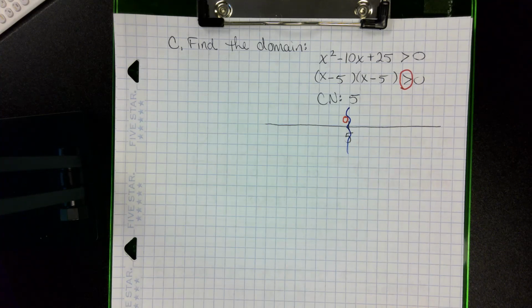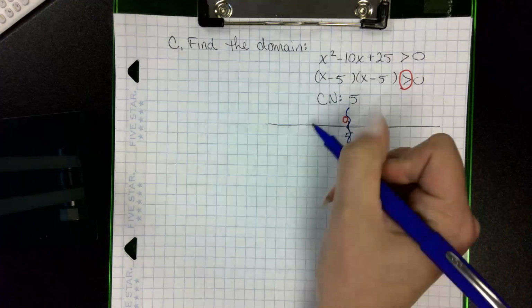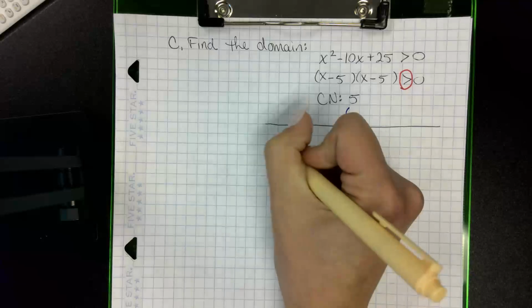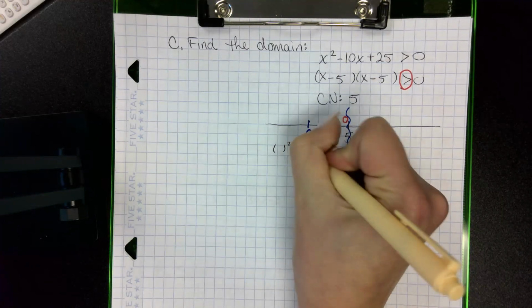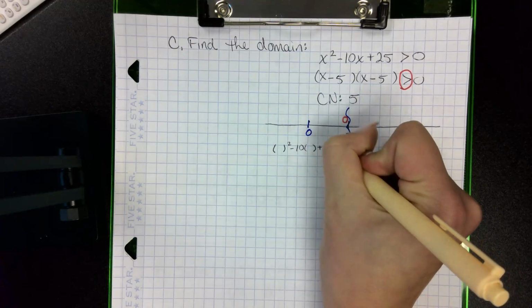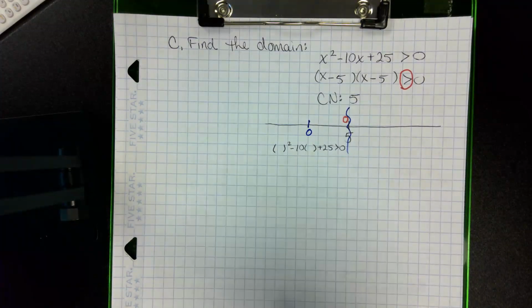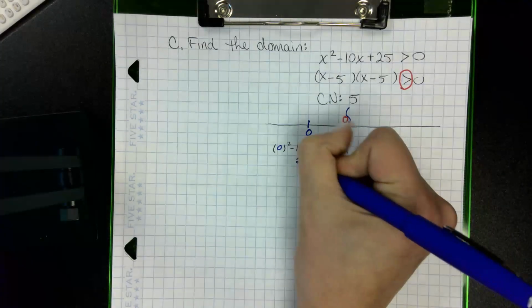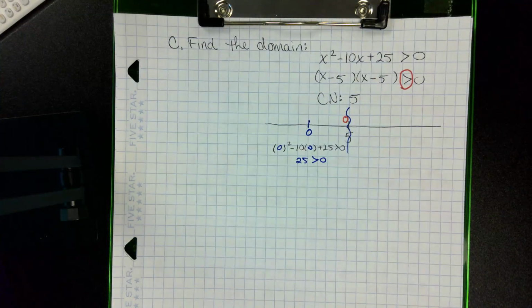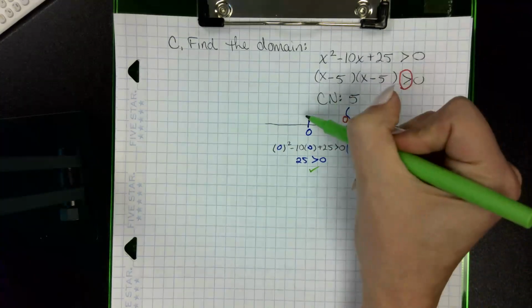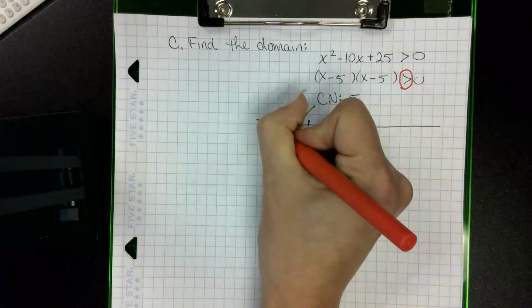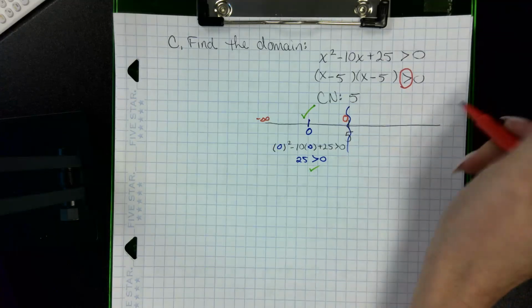I need to pick a number to the left of 5. Anytime I can choose 0, I'm going to choose 0. So I'm going to plug in a 0 in my blank. So blank squared minus 10 times blank plus 25 is greater than 0. Plug in a 0, plug in a 0. So I get 25 is greater than 0. Yes, that is true. So this section, the numbers smaller than 5, should work, all the way down to negative infinity, right? And I have positive infinity over here.